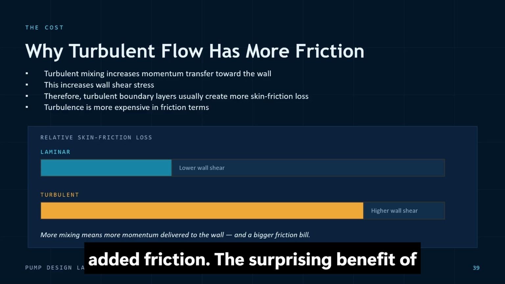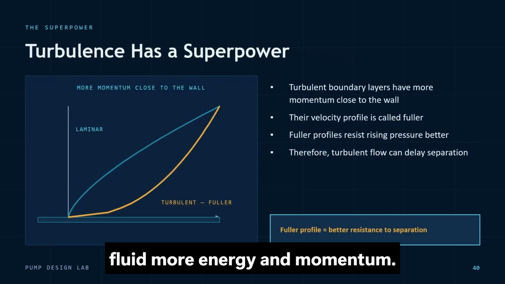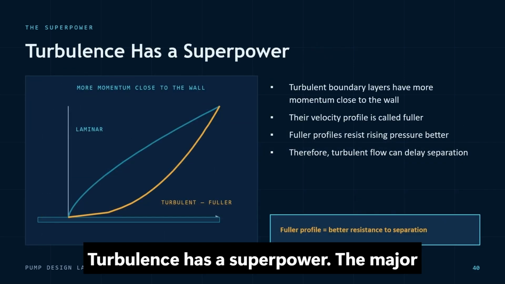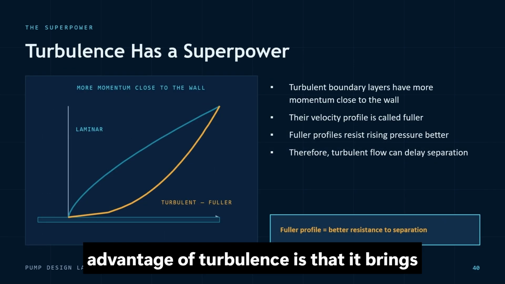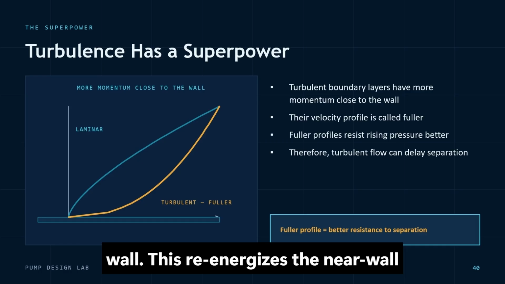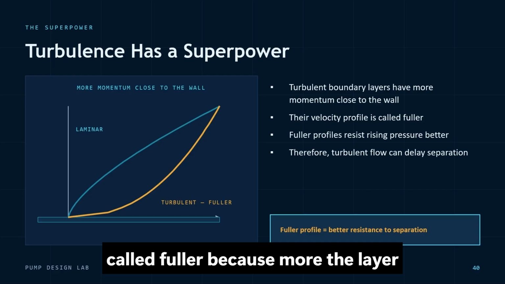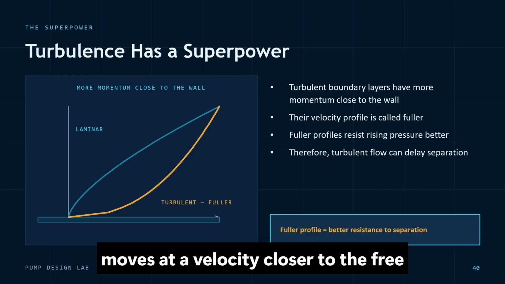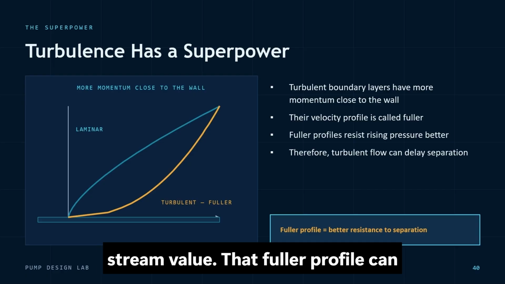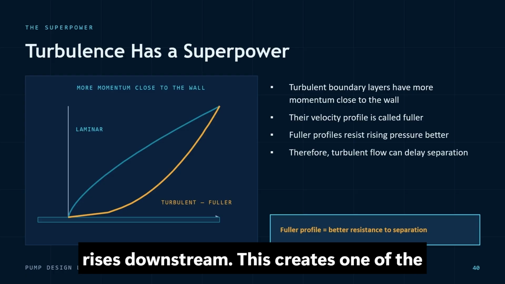The surprising benefit of turbulence is that it gives the near wall fluid more energy and momentum. Turbulence has a superpower. The major advantage of turbulence is that it brings high momentum fluid down close to the wall. This re-energizes the near wall region. The turbulent velocity profile is called fuller because more of the layer moves at a velocity closer to the free stream value. That fuller profile can keep moving forward even when pressure rises downstream.